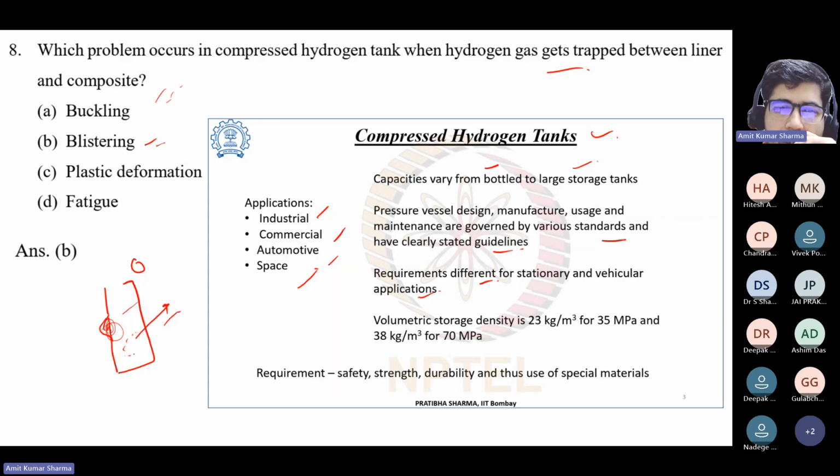The volumetric storage density is 23 kg per meter cube for 35 megapascal and 38 kg per meter cube for 70 megapascal. Important data.